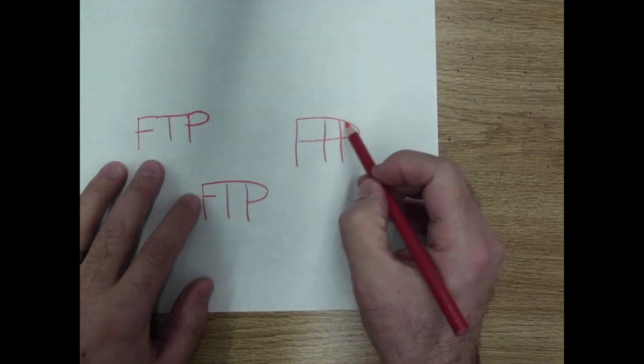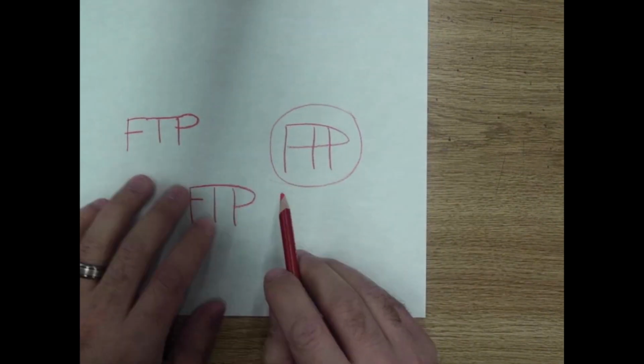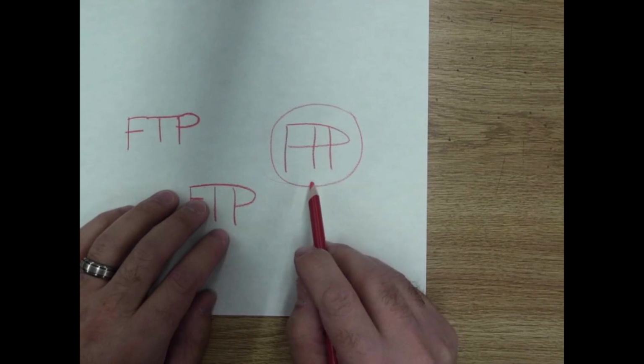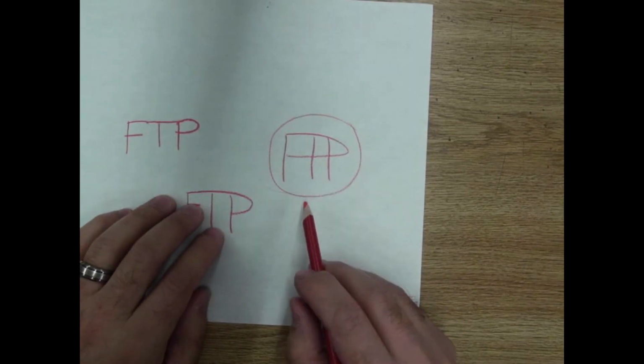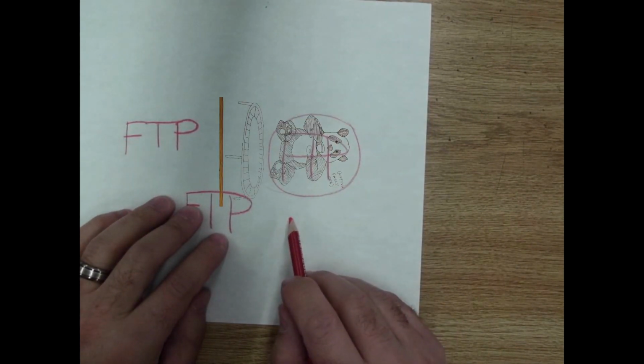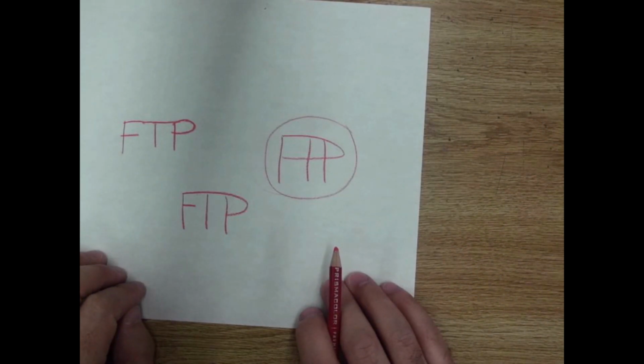And now we have a very easy to draw tag which also looks like a panda bouncing on a trampoline. So that's very fortuitous for us.